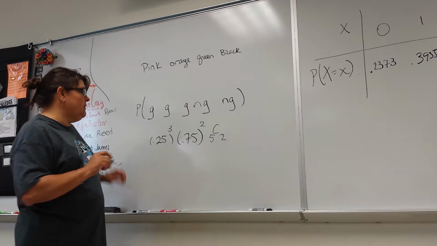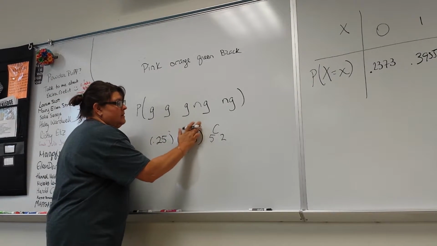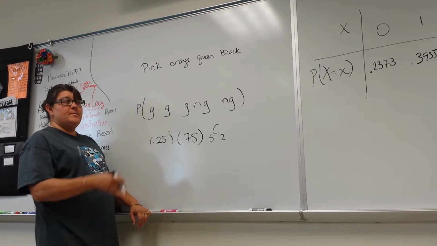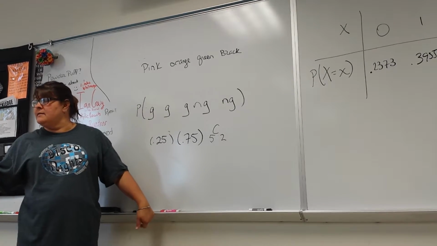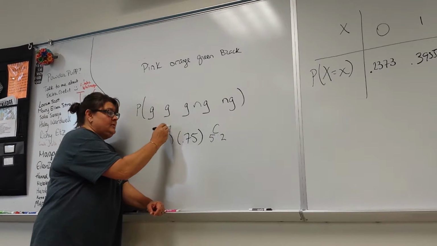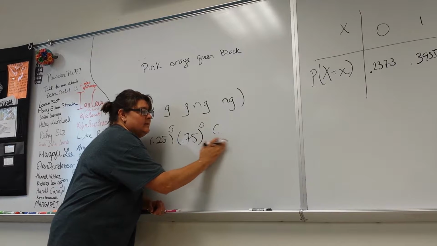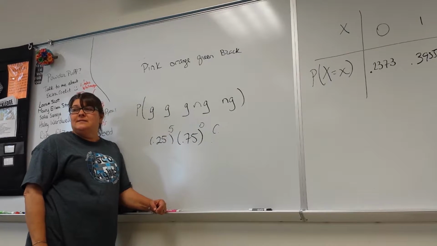Okay, so let's look at it. 0.25 to the 5th, because then it's 5 choose 0. So this is, remember, green, right? So there's 5 whole greens. So it's 5 choose 0. 0.25 is right, and then what's this? I didn't know what to put for that part. 5 choose 0? Yeah, the zero non-green ones.